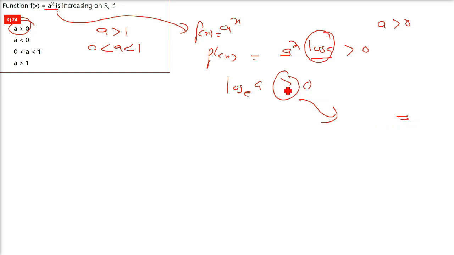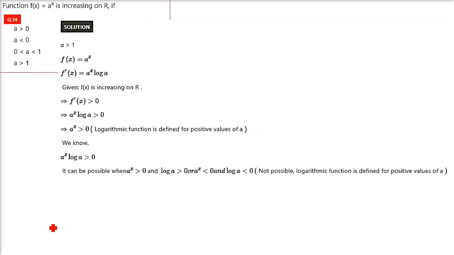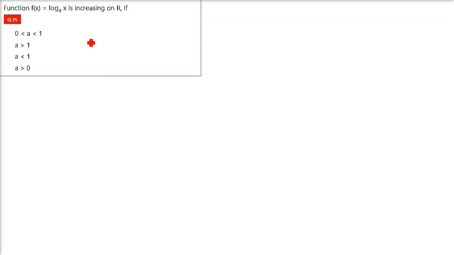And the second term, log a, should be greater than 0. I'm not writing greater here, I'm equating it now. That means e raised to the power 0 is equal to a. E raised to the power 0, anything to the power 0 is 1. So a is 1. Now let us replace it by the greater than sign. So you get a greater than 1. So these are the different options which you can do here. The concept I told you: a raised x should be greater than 0, log a should be greater than 0, and from there we finally claim that this is only possible when a is greater than 1.